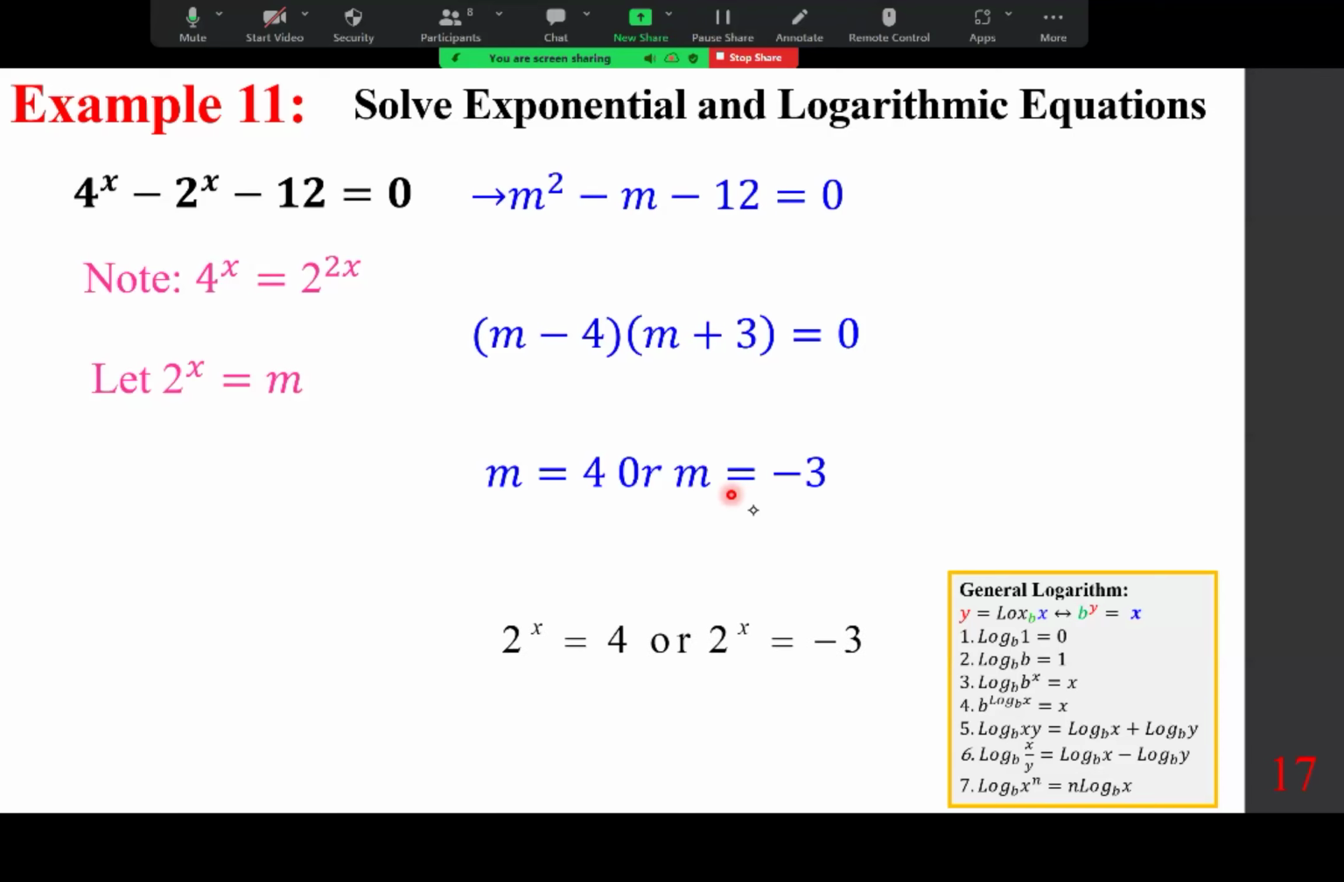We've already discussed that. This can't be, because exponential functions have a range from 0 to infinity. So 2 to the power of x can never be negative. 2 to the power of x equals 4 means equals 4 or 2 squared, so x must be 2. So there's only one answer, everybody. X equals 2.